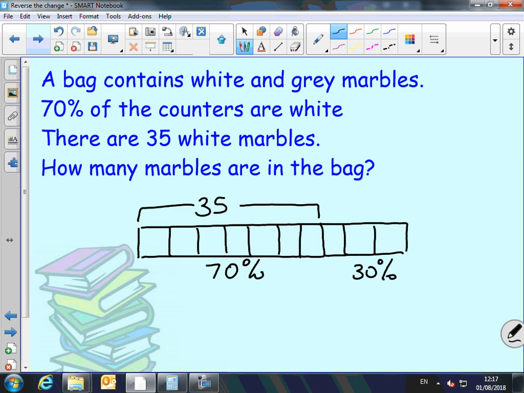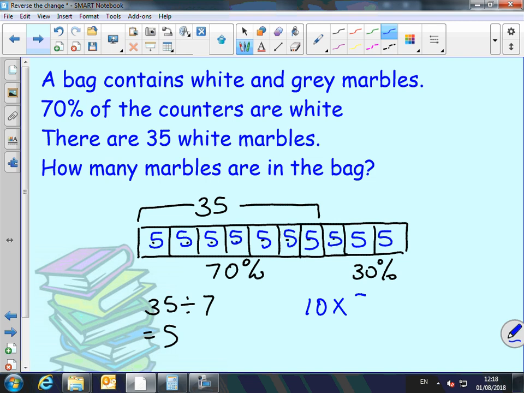And we want to work out what each of these parts are worth. So we say 35 divided by 7 gives you 5. So each of these parts here are worth 5. So 10% is worth 5. And then again, these are the same, they're also worth 5, so altogether we'd have 10 times 5, which gives you your final answer of 50. So there are 50 marbles in the bag altogether.